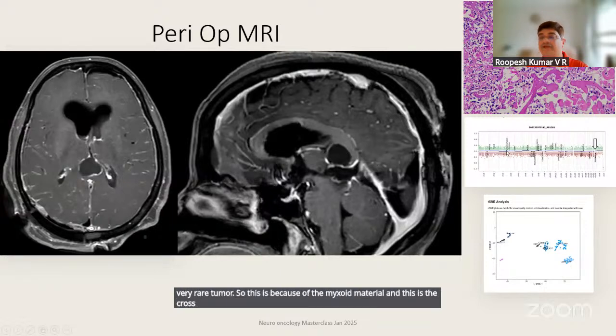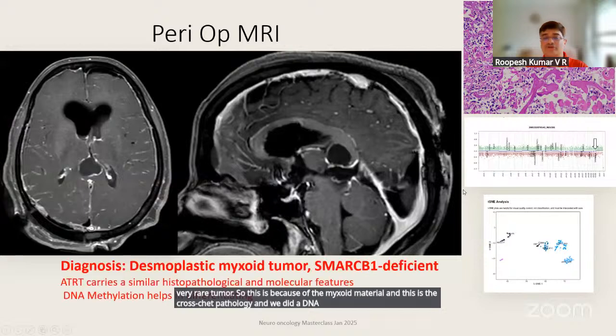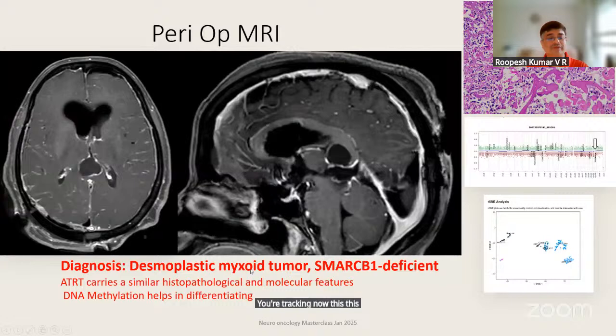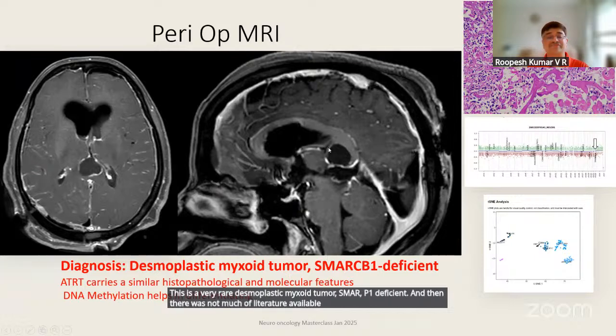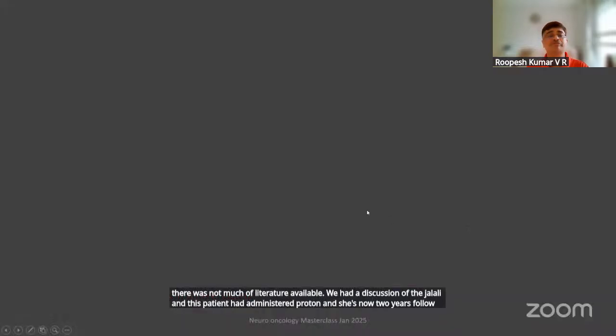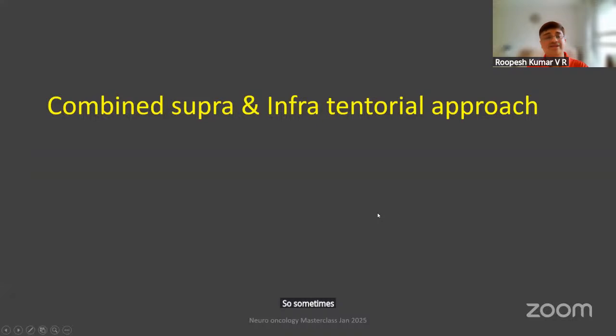We did a DNA methylation study. Dr. Shushma, a pathologist, helped us in tracking this down. This is a very rare desmoplastic myxoid tumor, SMARCB1 deficient. There was not much literature available. We had a discussion with Dr. Jalali, and this patient was administered proton therapy, and she's now at 2 years follow-up. She's doing very well. So sometimes these rare tumors can occur in these locations.